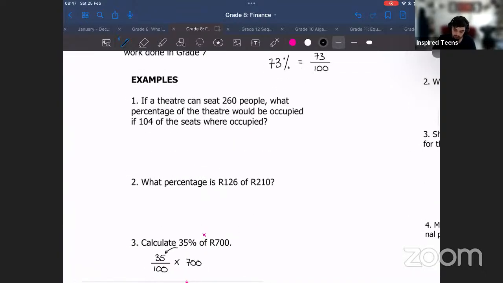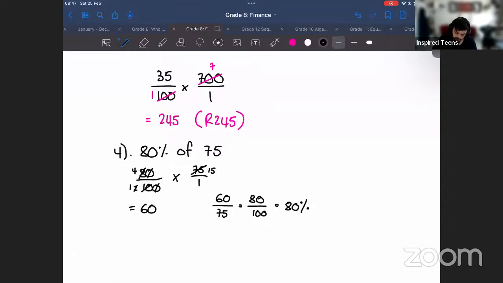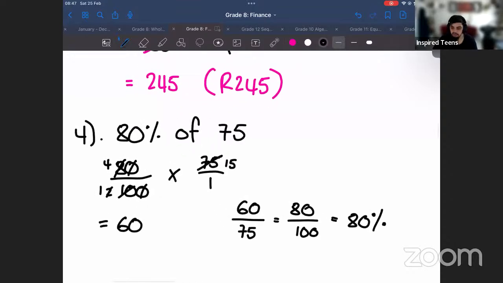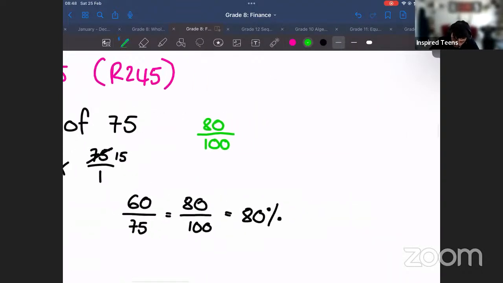Okay, let's have a look at this one. Why do you divide by 5? Okay, because 5 is a number that goes into both. So 80 over 100 multiplied by 75 over 1.